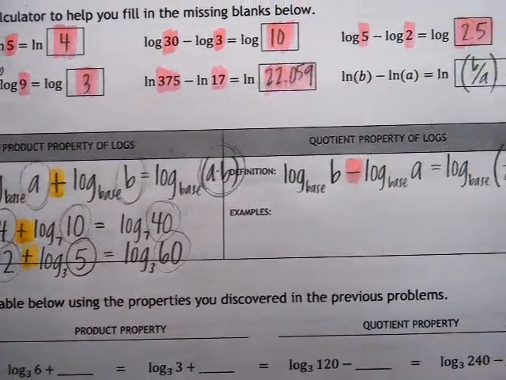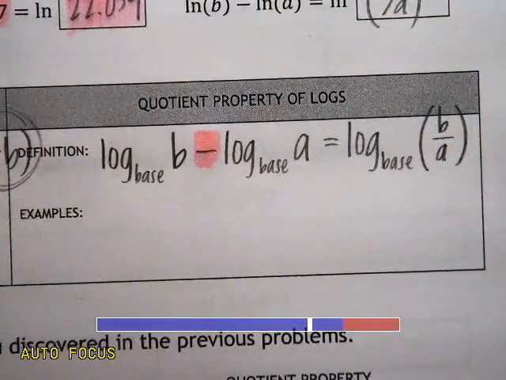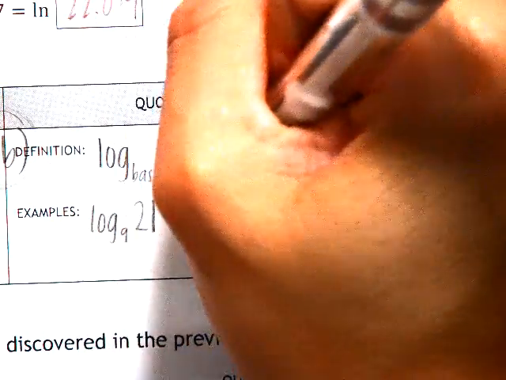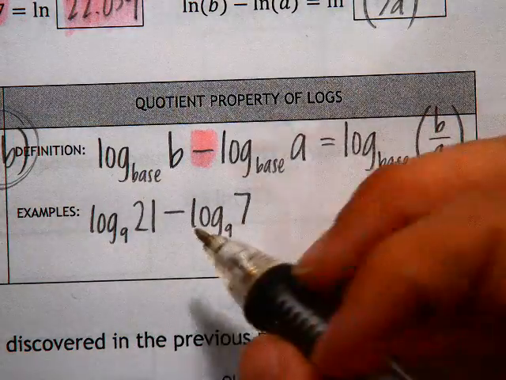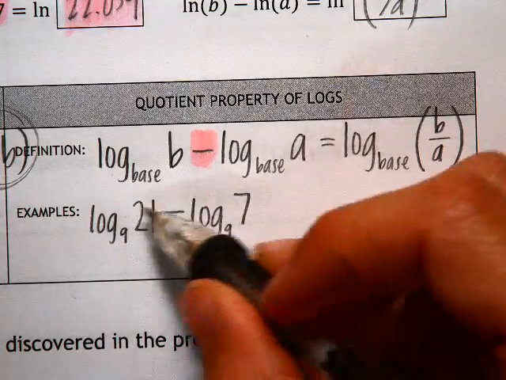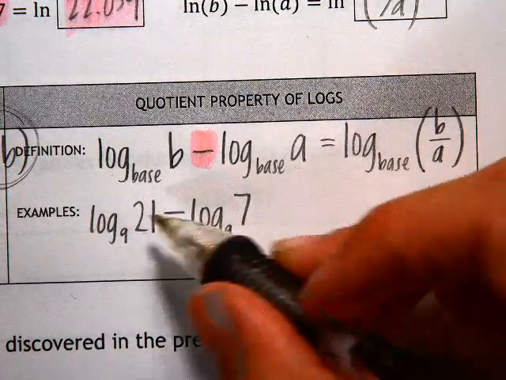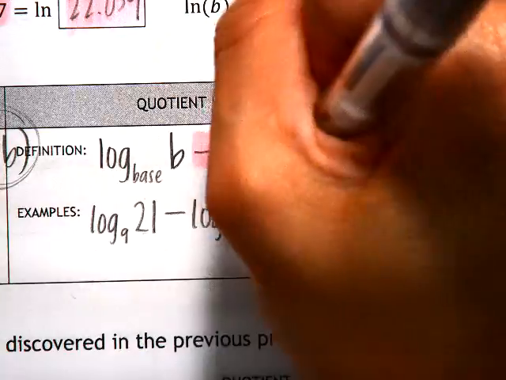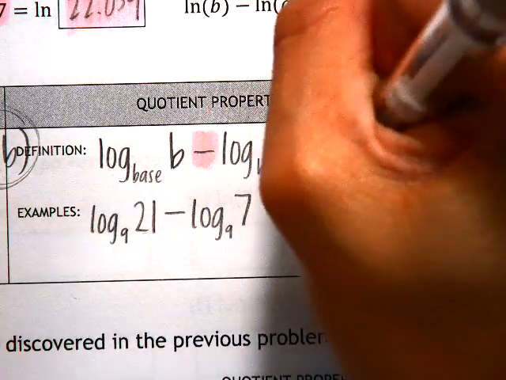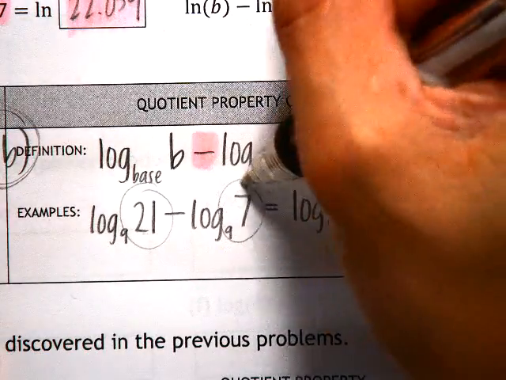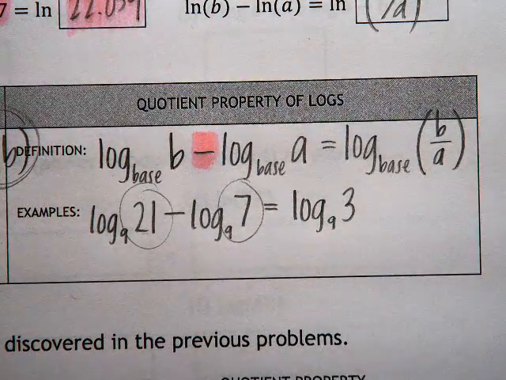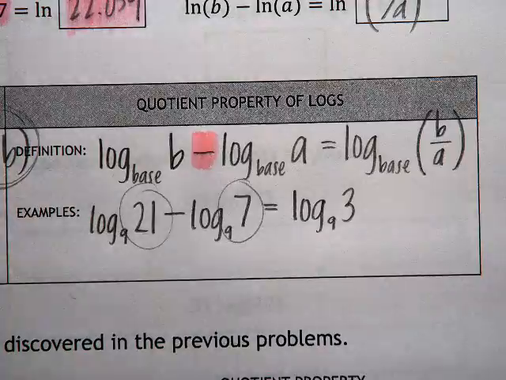So again, here are some examples just to make sure that you've kind of seen the properties here. Let's say I had log base 9 of 21 minus log base 9 of 7. You could say very quickly, hey, those are similar logs, similar bases, and they're subtracting, so I can use the quotient property. Log base 9 would stay consistent of 21 divided by 7, which is 3. How do you know you're dividing? Because of the subtraction sign.